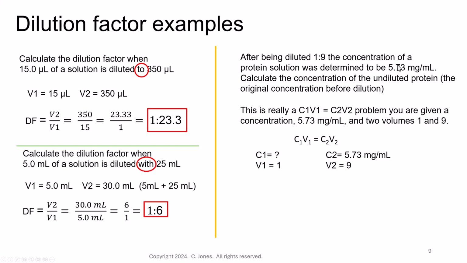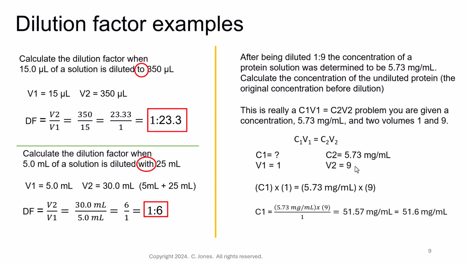Maybe we did a protein assay, Coomassie Blue or BCA. But C2 is what we determined the concentration to be of the diluted sample. And remember, we had to dilute it to get it within the measuring range of the instrument. And then 9 is the final volume because we diluted this 1 to 9. So to make the correction, this is C1 times 1 equals 5.73 milligrams per mil times 9. Divide both sides by 1 to solve for C1, and we end up with our starting, undiluted concentration of 51.57, but we only have 3 significant figures, so we're going to round this to 51.6. And that was our undiluted concentration of protein.